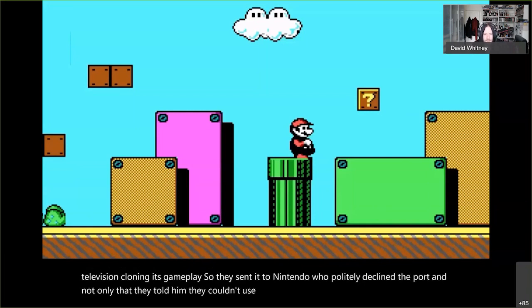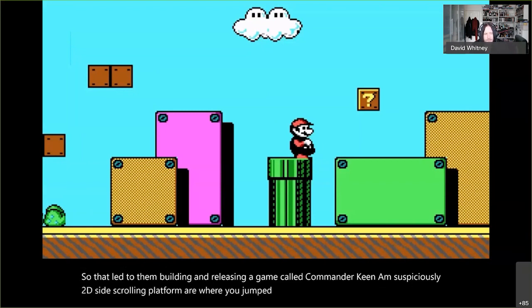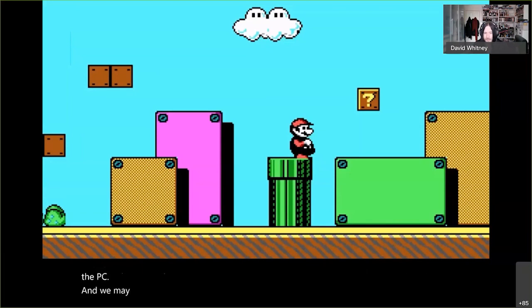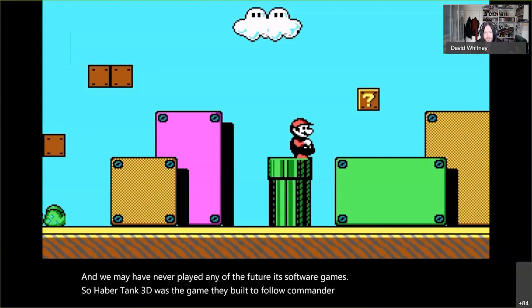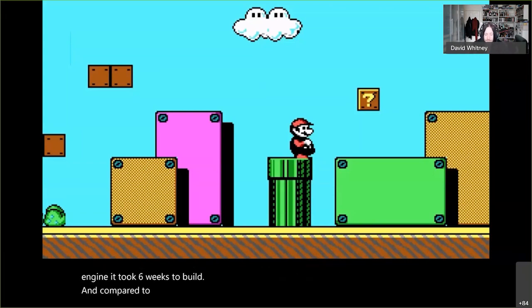So that led to them building and releasing a game called Commander Keen, a suspiciously 2D side-scrolling platformer where you jumped on enemies with smooth scrolling on the PC. Yeah, not suspicious at all. In another world, Super Mario Bros. 3 might have been released on the PC, and we may have never played any of the future id Software games. So Hovertank 3D was the game they built to follow Commander Keen, and it was their first 3D engine. It took 6 weeks to build, and compared to other pseudo 3D engines at the time, it was really, really fast.